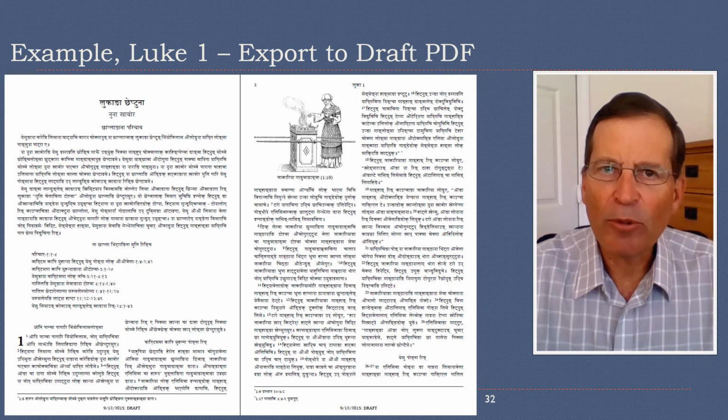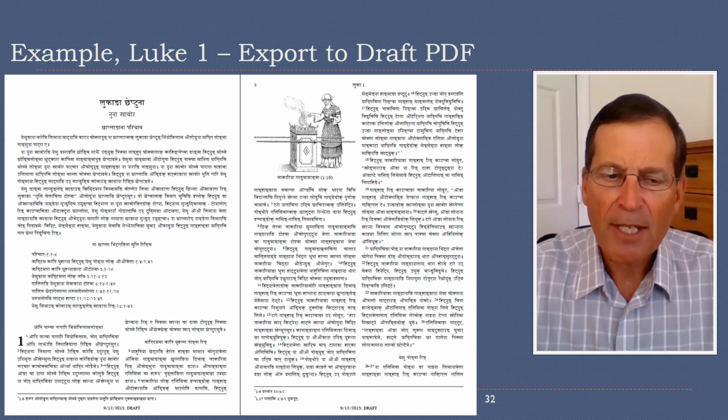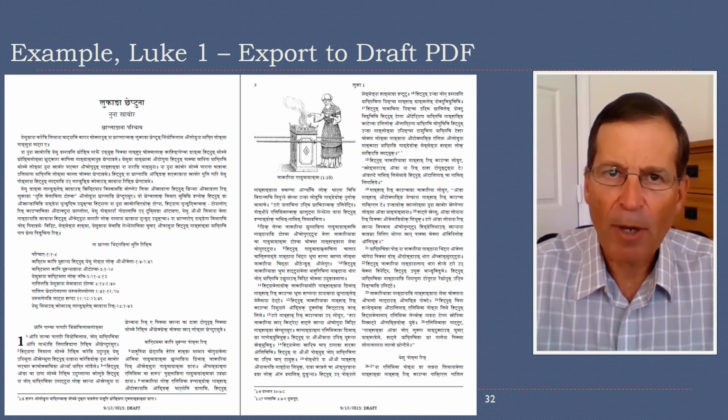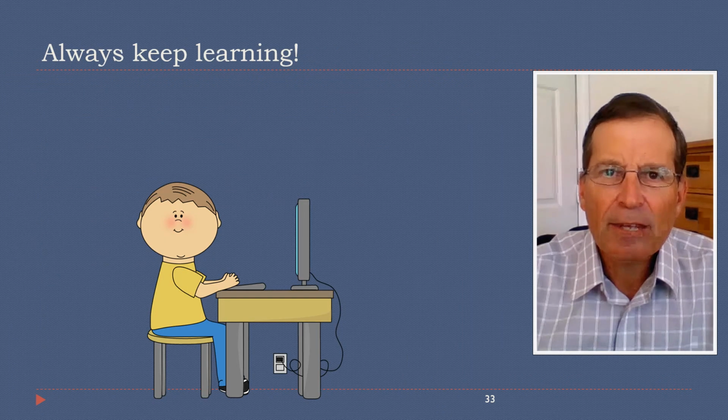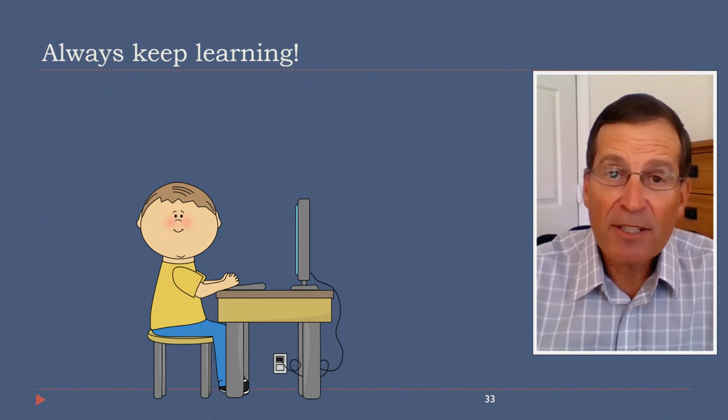So here is an example of Luke 1 using Export to Draft PDF. And as you can see, it does the formatting very nicely with the book introduction, the text in 2 columns, the header at the top of the page and footnotes at the bottom, and an illustration with captions. It's not completely typeset, but it is looking very nicely and can be used to distribute for sharing and for testing and feedback.